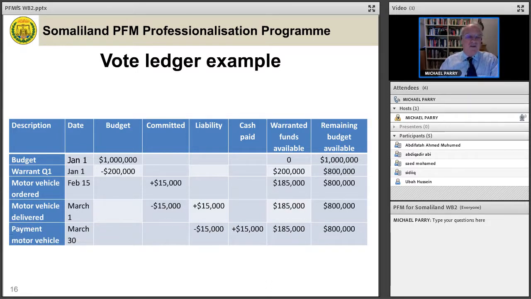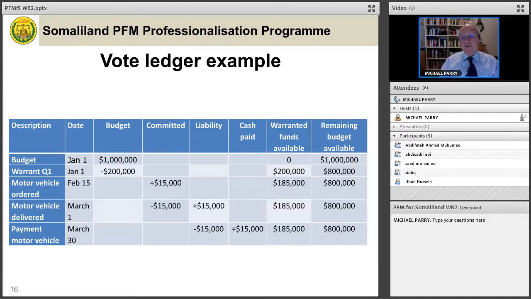And the last stage is on the 30th of March, you make the payment for the vehicle. You're a good customer and you pay at the end of the month. So it moves from the liability to a cash paid column. And if you're using cash accounting, it's only at this stage that it will be recorded in your accounting records. So it's also an interesting example of the difference between accrual accounting and cash accounting, of course.